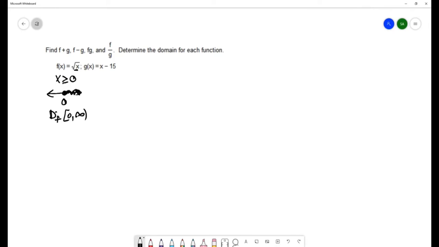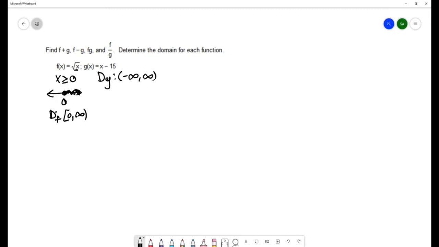The function g of x is equal to x minus 15, and that is a linear equation, which is in the larger category of polynomial functions. And all polynomial functions have a domain of all real numbers. So we know that the domain of g is all real numbers, or negative infinity to infinity.